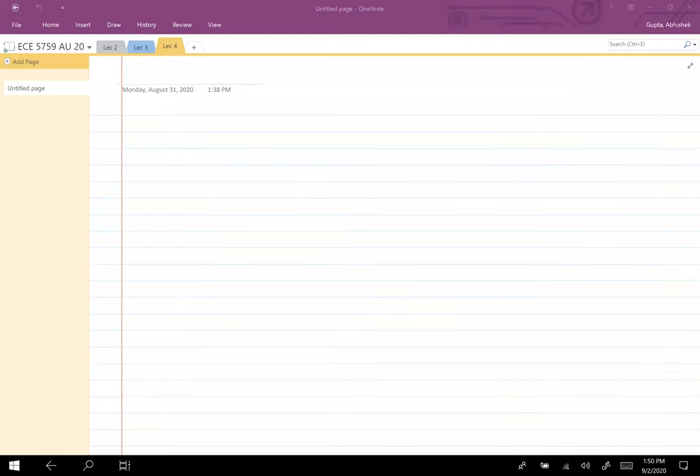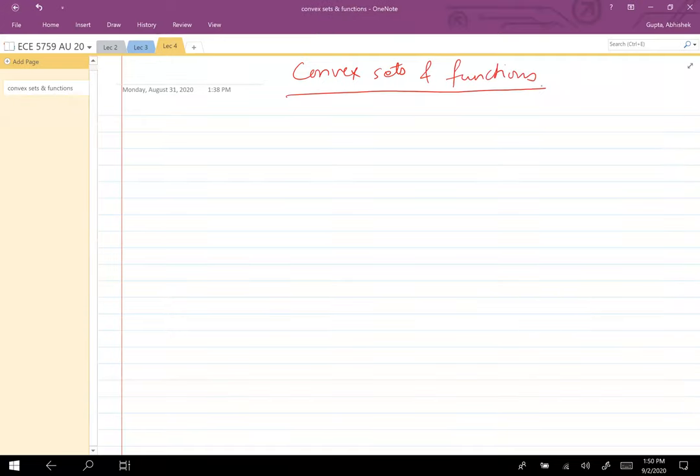Okay, so we will get started. The topic for today's class is to talk about convex sets and functions first, and then we will get into optimization theory, so unconstrained optimization theory.